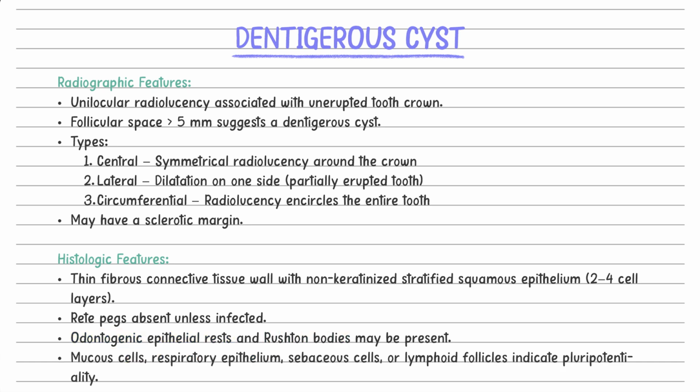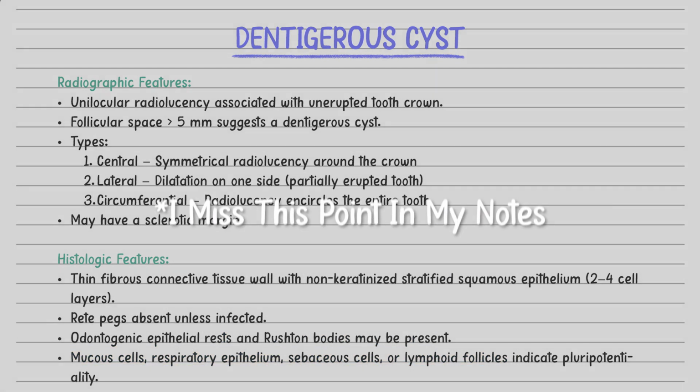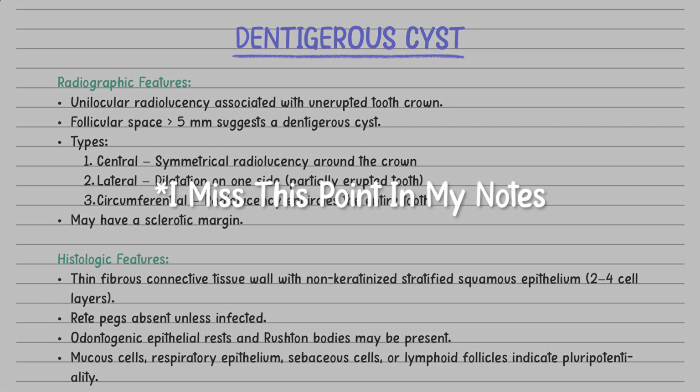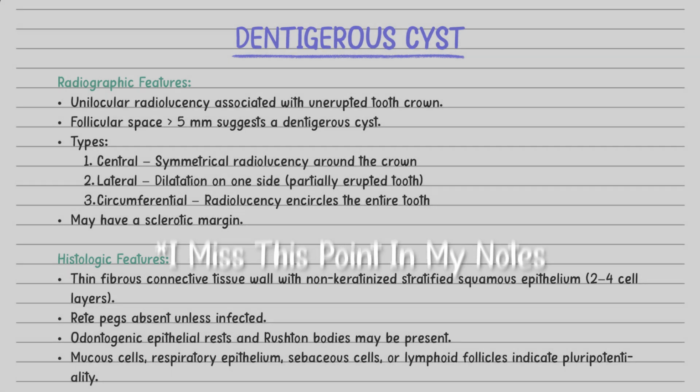In some cases, the lining may also show mucous cells, respiratory epithelium, or sebaceous cells. This indicates the cyst's pluripotentiality. Due to the loose connective tissue, it may even resemble an odontogenic myxoma or odontogenic fibroma.